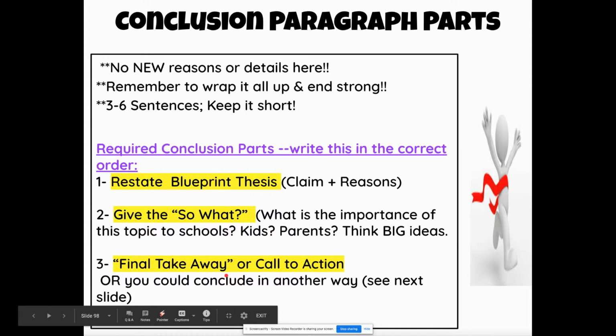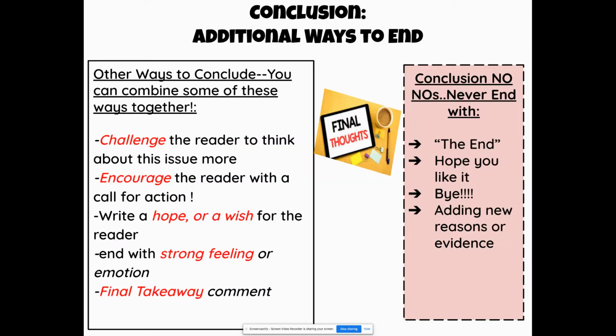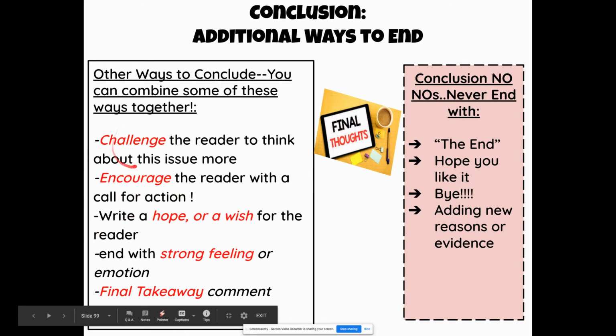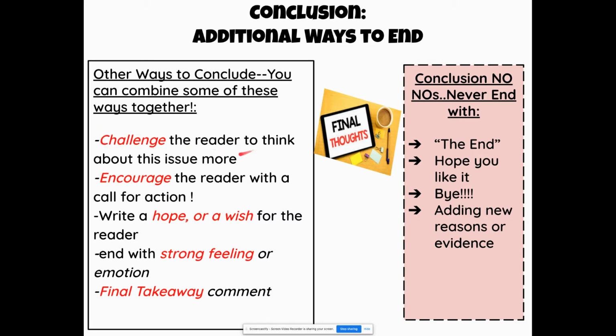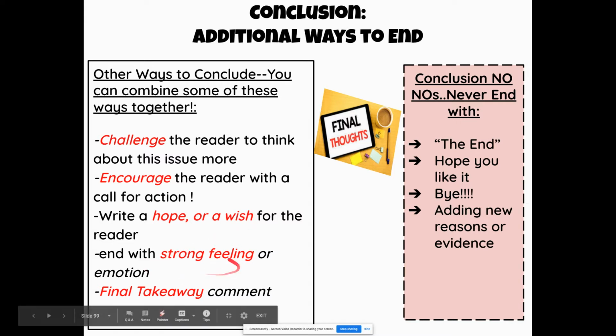You could also conclude in other ways that might be kind of cool. So see if you can try doing any of these. These are really fun ways to conclude. The first way is challenging the reader to think about the issue a little bit more. Encourage the reader with a call for action. Make them do something. Write a hope or a wish for the reader, like, I hope you blank, or I wish that all citizens would blank. End with a strong feeling of compassion or love or hope or something like that. And a final takeaway moment or comment is another thing you could conclude with.